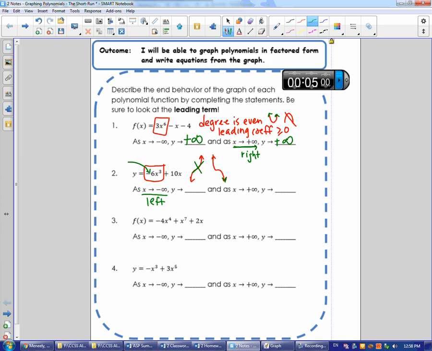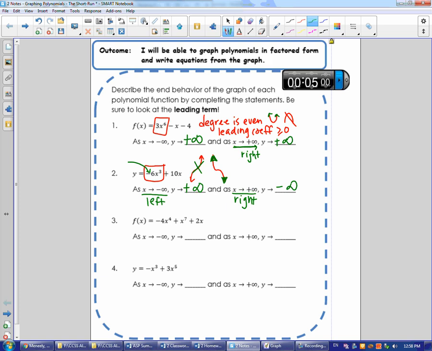But the first one, when x approaches negative infinity, means let's take a look at the left side. It's going up. So that means y is going toward positive infinity. On the right-hand side, as x approaches positive infinity, my graph is going down. So that means my y values are approaching negative infinity.